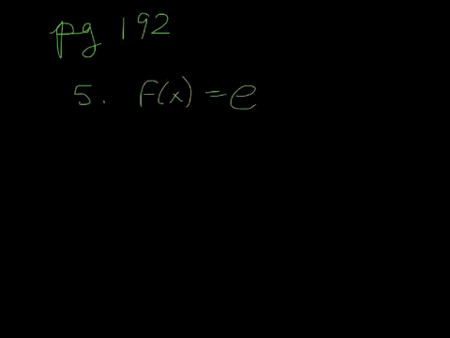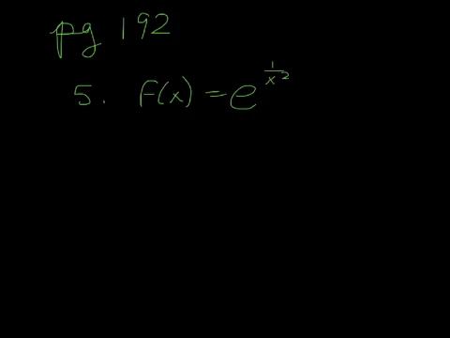All right, so we have homework problems from page 192 using e and natural log. Let me do a couple in case you're stuck. So let's look at number 5. We have f of x equals e to the 1 over x squared exponent.